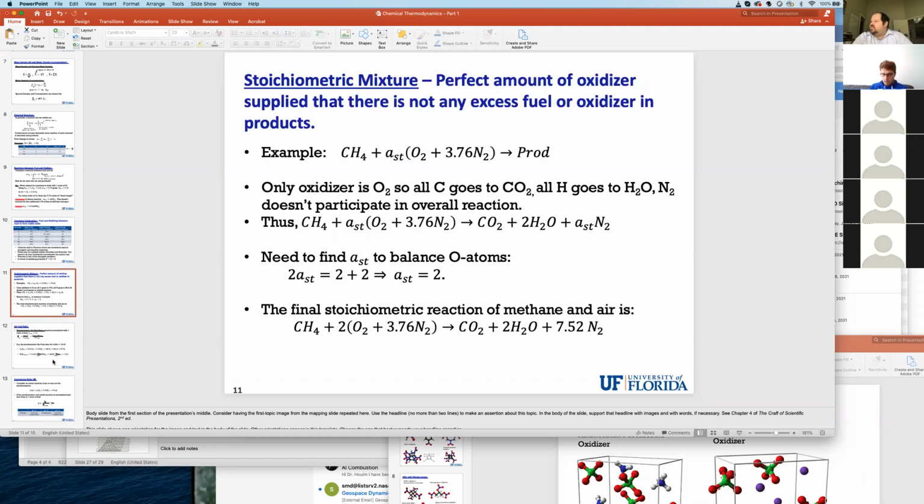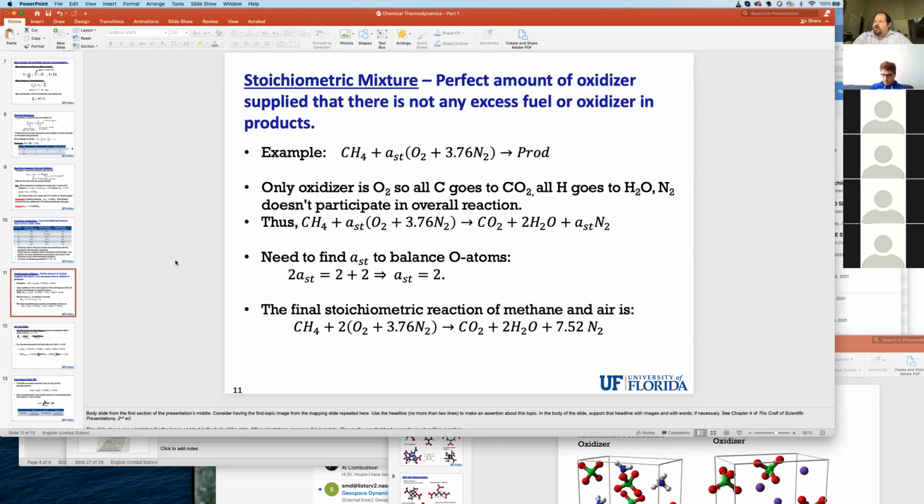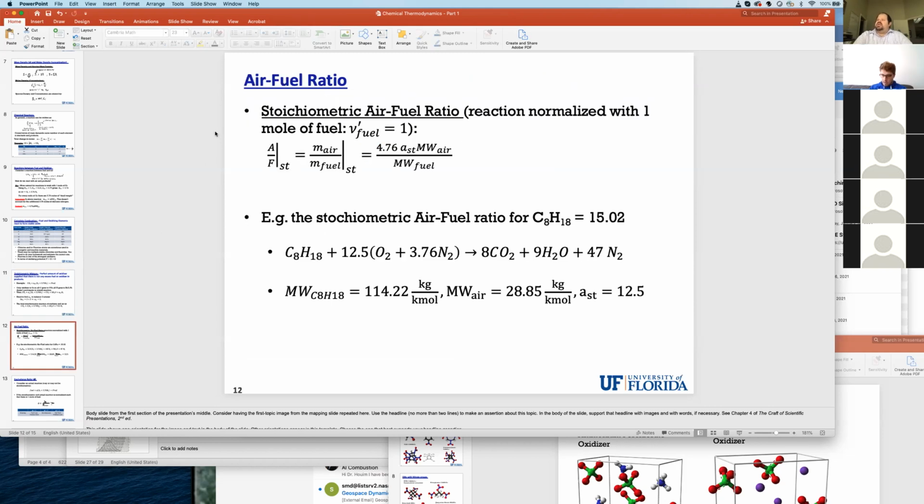So now we know the stoichiometric reaction. Now we can find the stoichiometric air-fuel ratio, which is normally defined when this overall reaction is normalized such that you have 1 mole of fuel. So the stoichiometric coefficient of the fuel, which in this case is methane, is 1. The stoichiometric air-fuel ratio is defined as the mass of the air divided by the mass of the fuel at stoichiometric conditions.